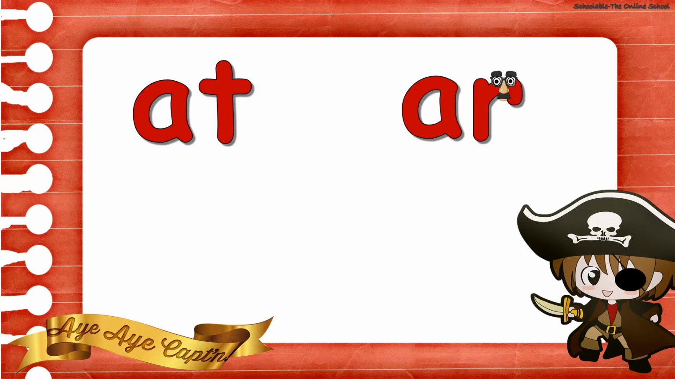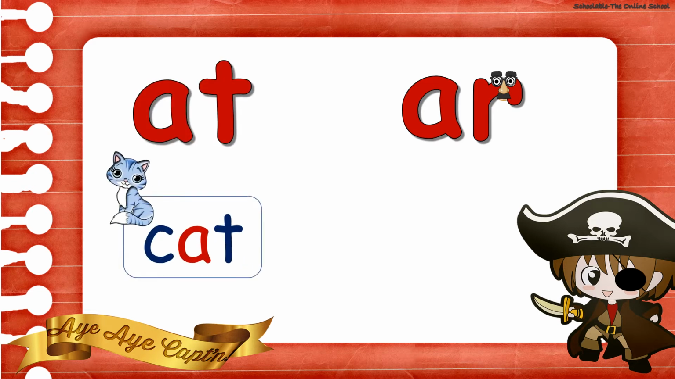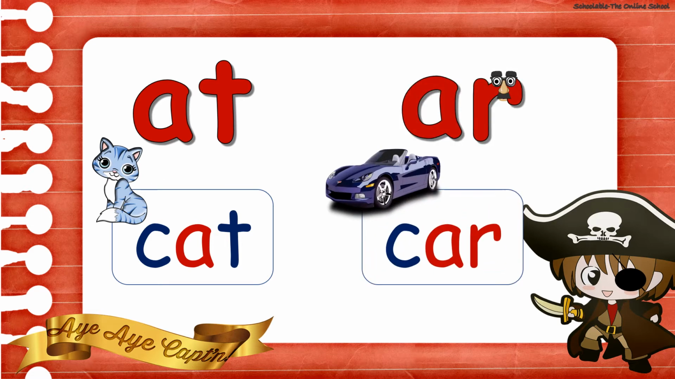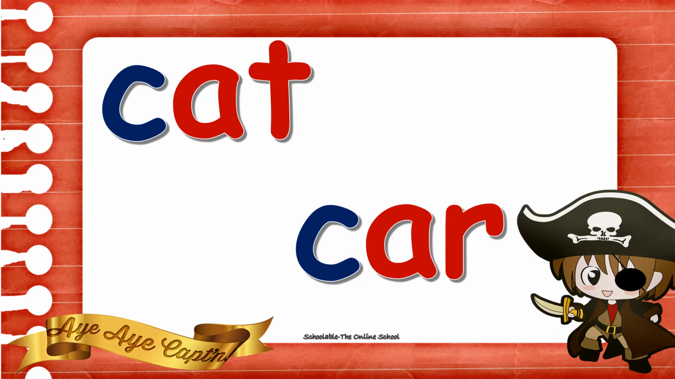The sound of the letter A is "a," as in cat. But when the letter A is followed by the letter R, together they make the sound "ar," as in car. Let's practice once again. K, a, t, cat. But k, ar, car.